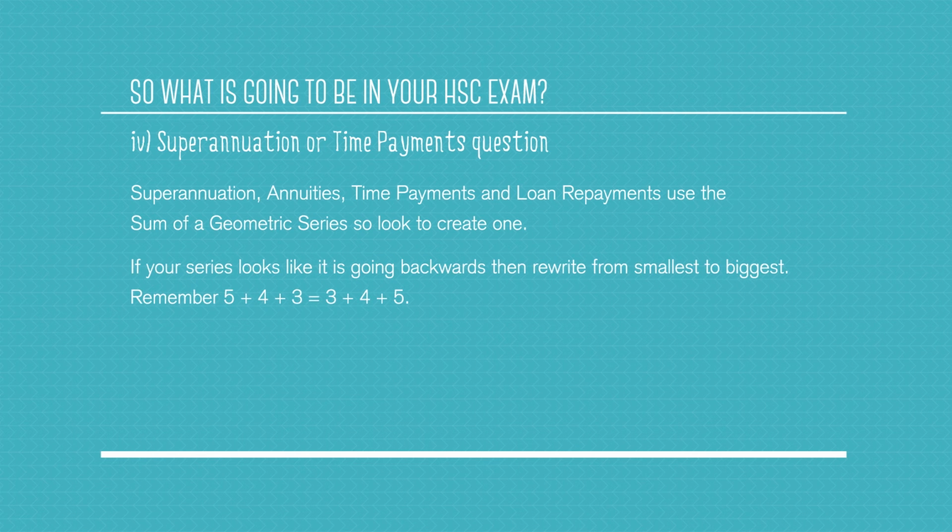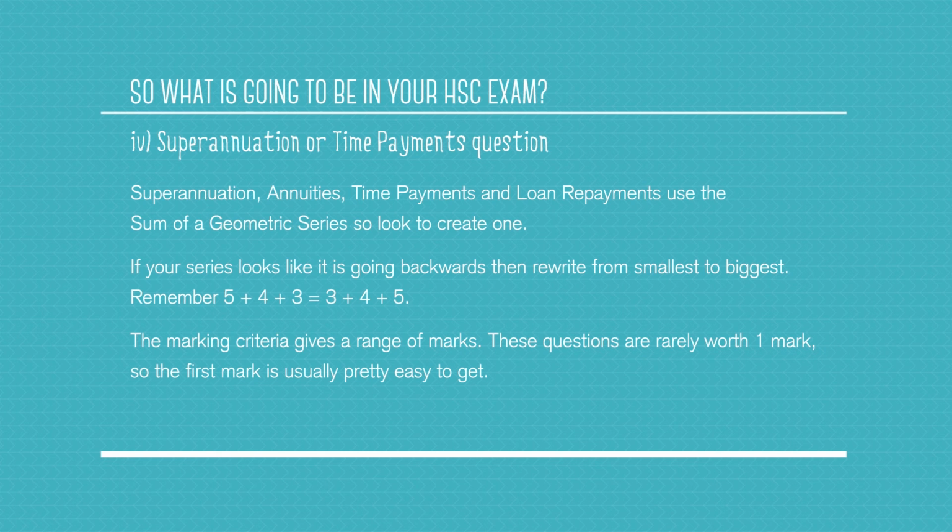Sometimes you get a series and you think, oh, that looks a bit strange. There's no problem about rewriting the series in the form that makes it easier for you. I've got up there, remember, 5 plus 4 plus 3 happens to be equal to 3 plus 4 plus 5. So there's no problem rewriting your series into a form that makes it easier for you, especially to find A and to find R. These questions are nearly always worth 3 marks.